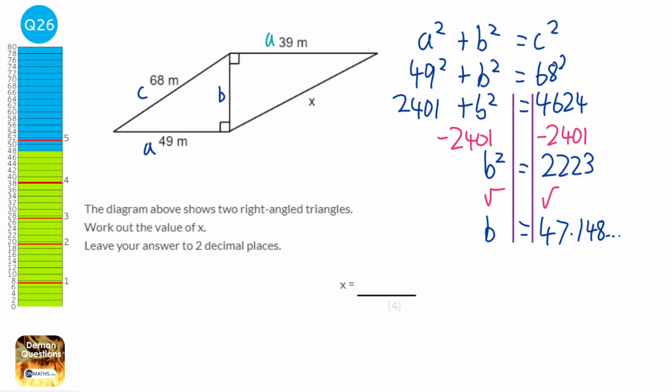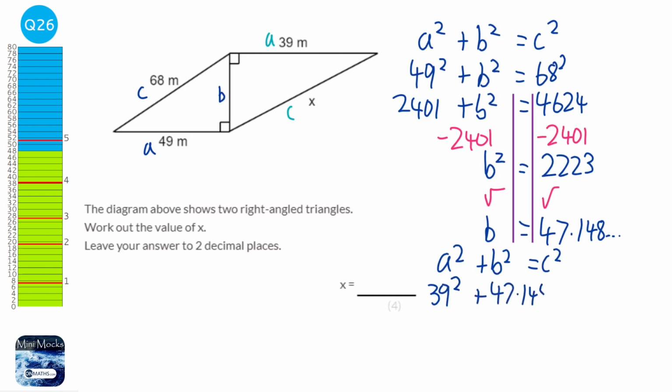we've got our B, and we're going to call X the C. So it'd be A squared plus B squared equals c squared, but this time a is 39. B we are given as 47.148. We've just worked that out. And we're looking for c. In fact, we can call it x now.